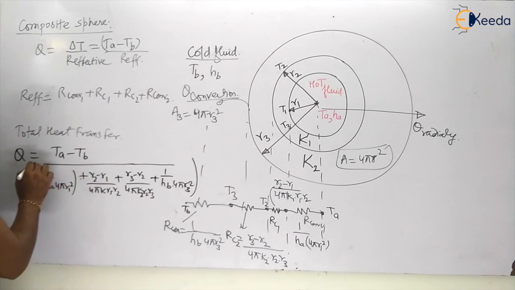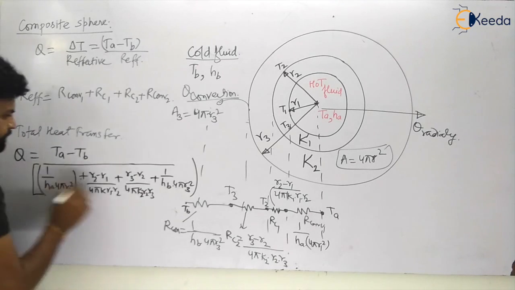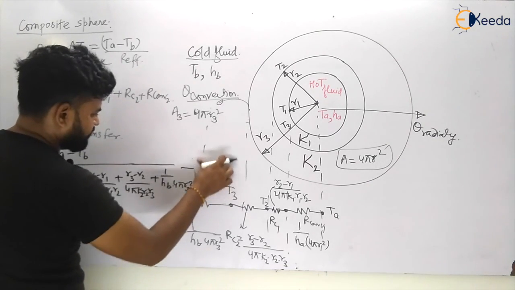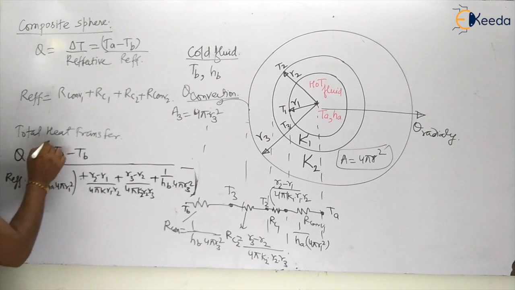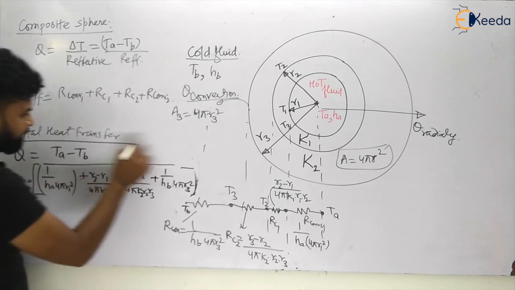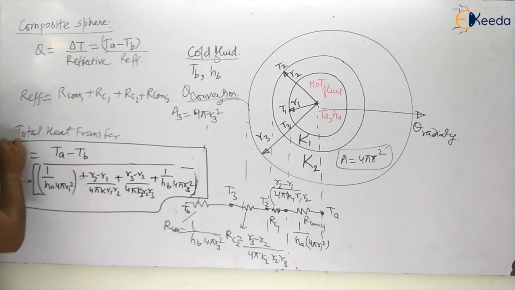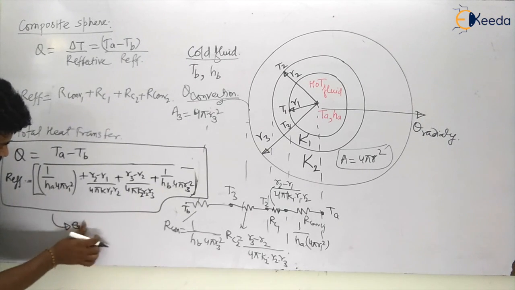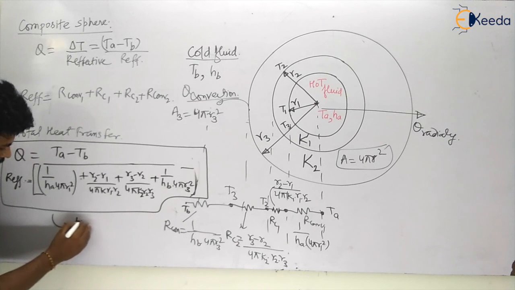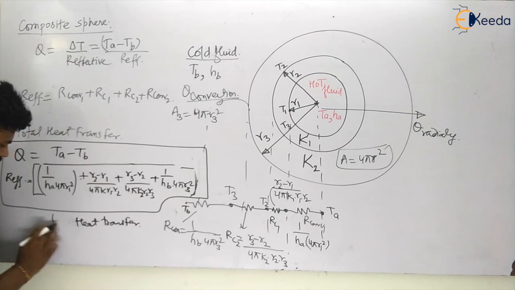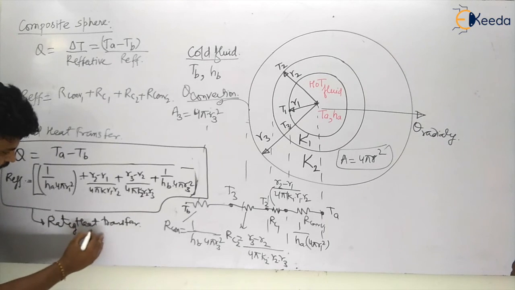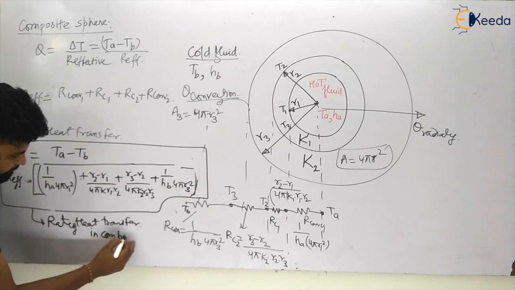So like this will be your total R effective. That will be your R effective, and this will be your total heat transfer inside the composite sphere. So this will be the equation, or we can say the formula, for heat transfer in composite sphere. I am saying heat transfer, it must be rate of heat transfer, that is rate of heat transfer in composite sphere.